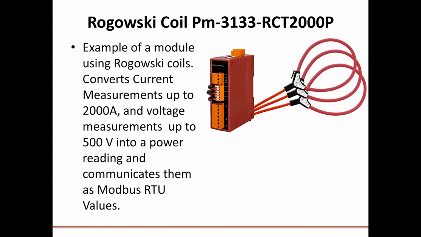But I did mention our Rogowski coil, so I wanted to give you an example of a module that uses the Rogowski coil CT. This is the PM3133 RCT. This gives you access to real-time electric usage for three-phase power measurement. This module enables the users to obtain reliable and accurate energy consumption readings from monitored equipment in real time.